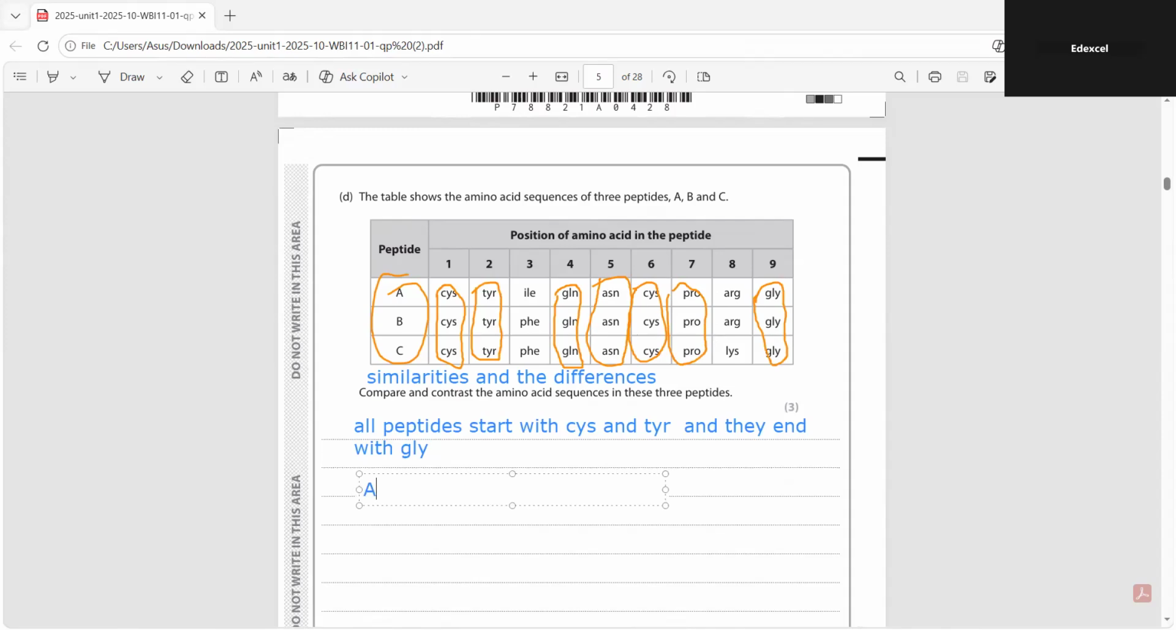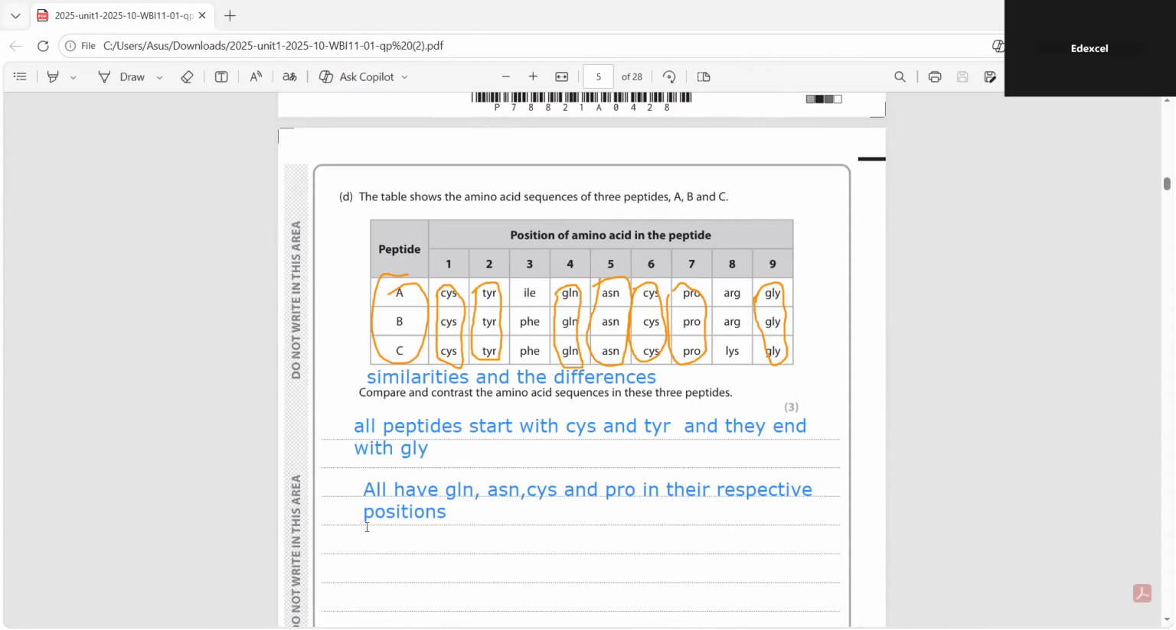Then you can even write that all have GLN, ASN, CYS, and PRO in their respective positions. This is also another point for the similarities you can write.